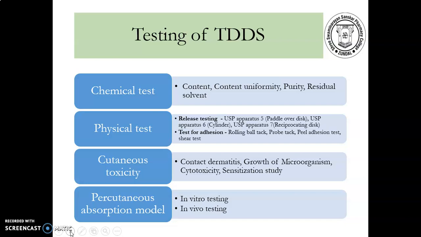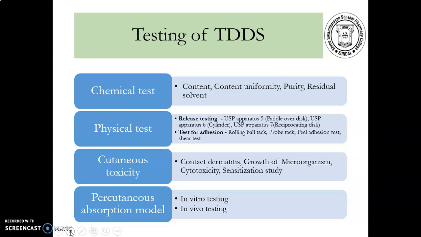Second test is the physical test. This includes the release of the drug from the transdermal patch, and it is characterized using USP apparatus 5, 6 and 7. Another is the test for adhesion. As you know, the transdermal patch remains adhered on the surface of the skin. So this adhesion of the transdermal patch is determined by rolling ball tack test, drop tack test, peel adhesion test and shear test.